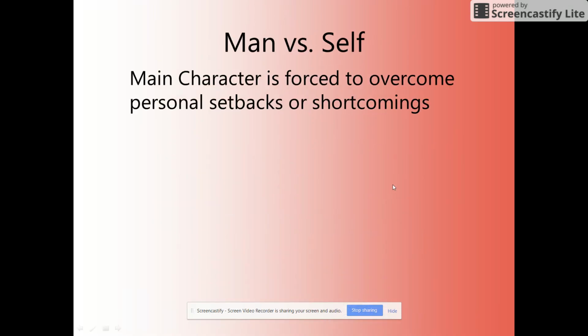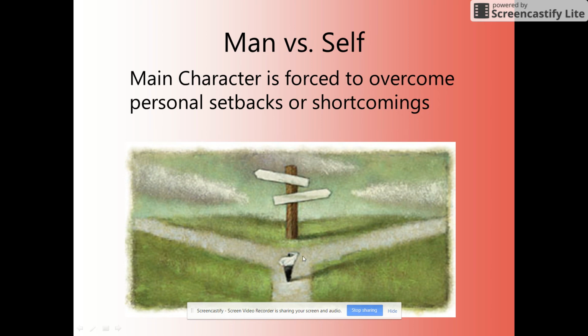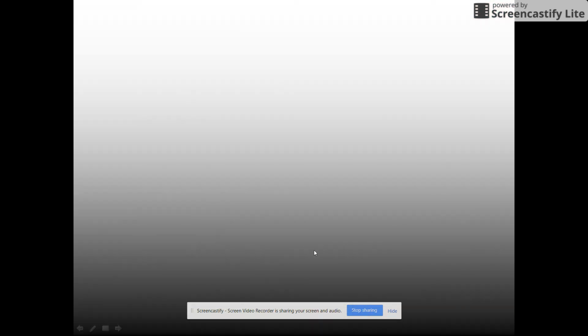And that's when the main character has to overcome setbacks or shortcomings, make personal decisions, overcome fears, epitomized in this picture right here.